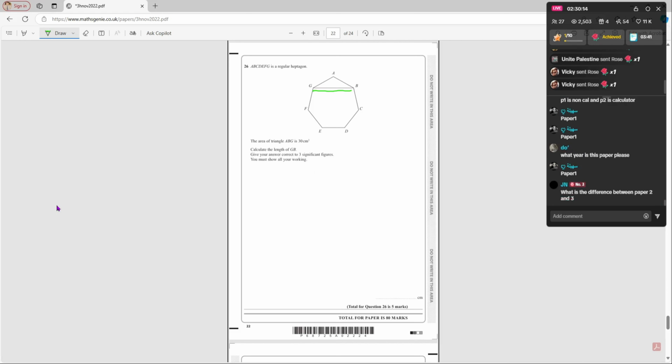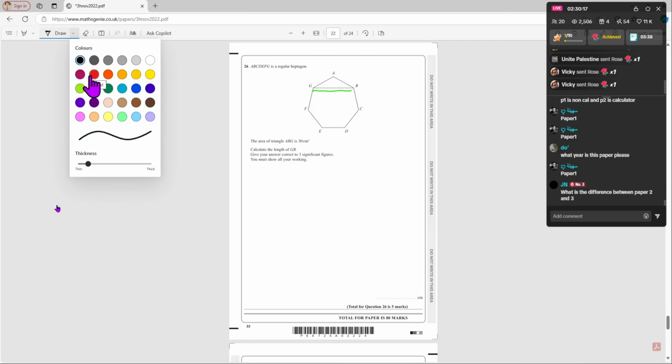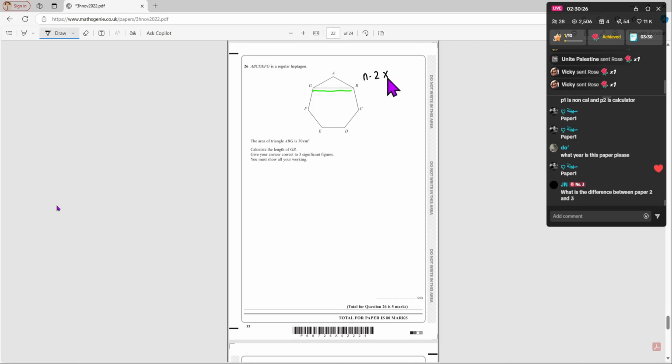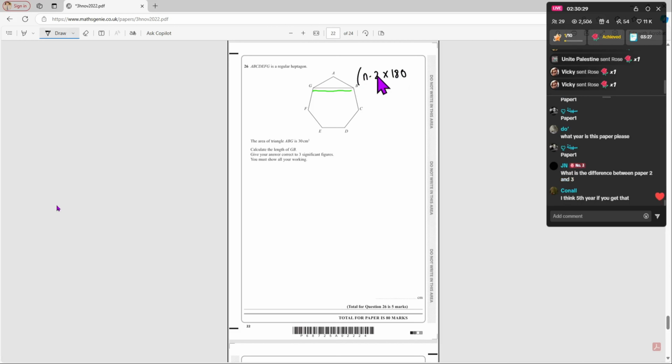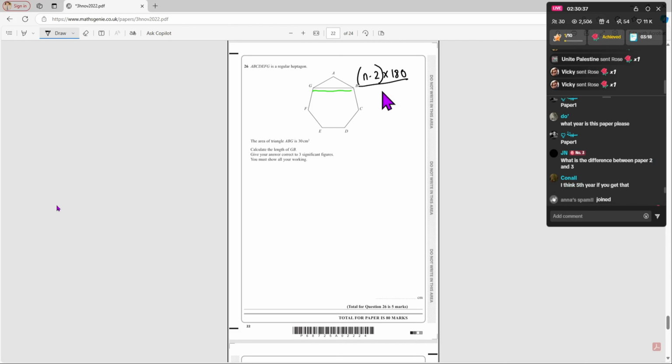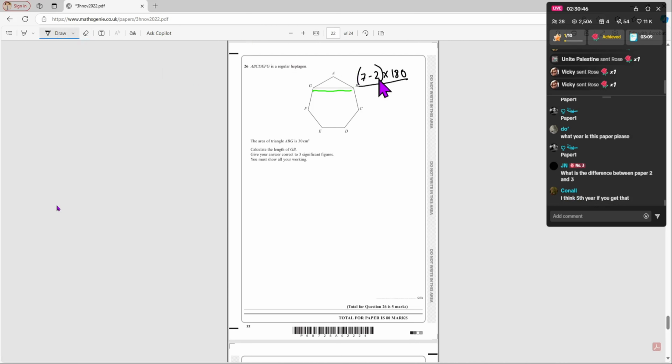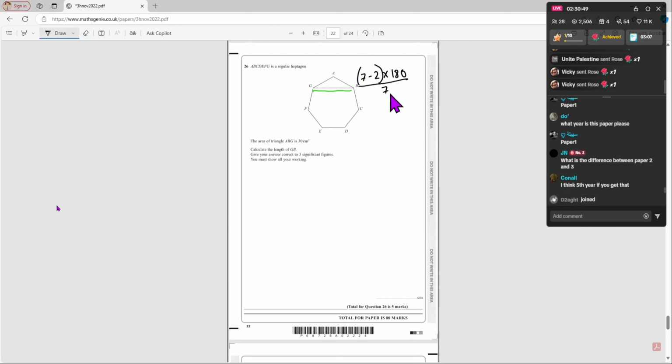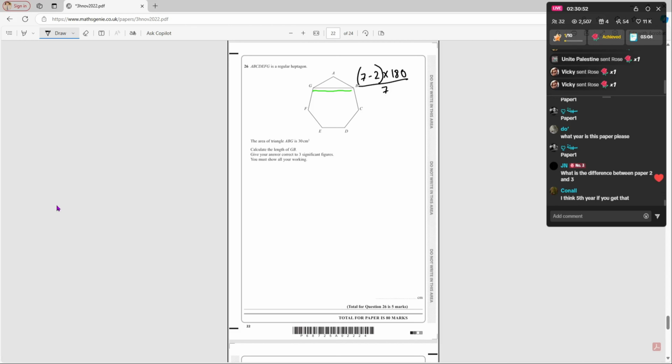So the first thing we'd have to do: we know the sum of the interior angles in a polygon is given by n minus 2 times 180. But we do not need to work out the sum of the interior angles; instead, we want to work out what one angle is. We're going to divide it by the number of sides after that. Now I'm going to replace n by 7, since there are 7 sides. So we're going to do 7 minus 2, times 180, divided by 7 to get one angle, which is going to be 128.6. So 128.6 is going to be your interior angle.